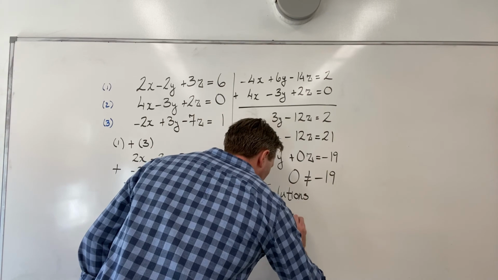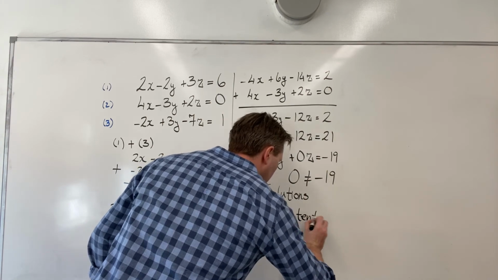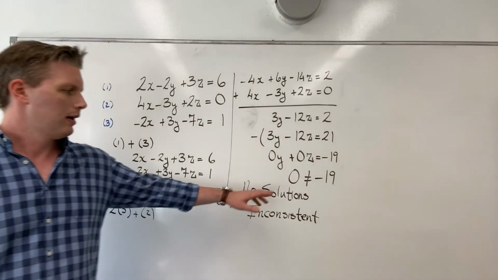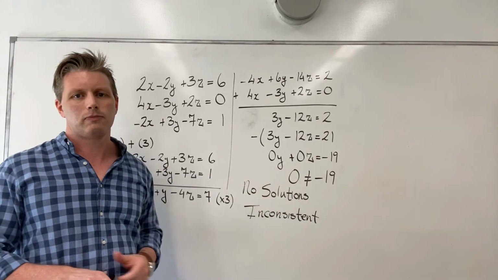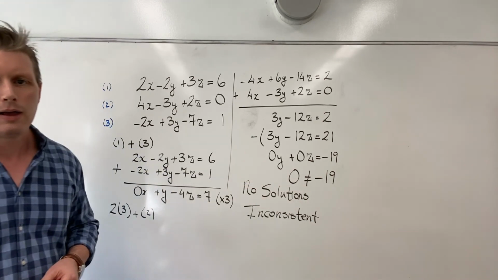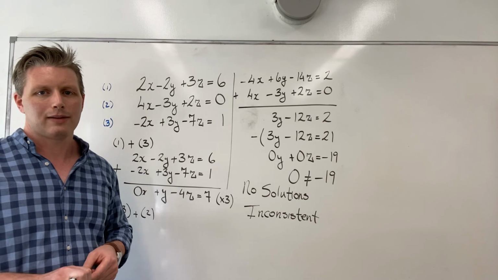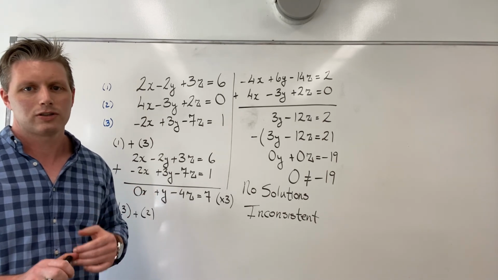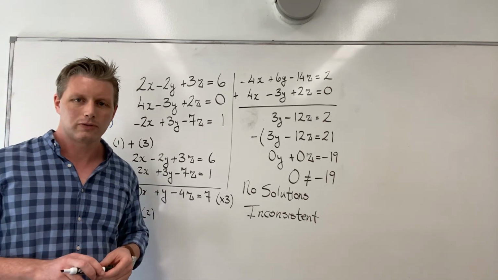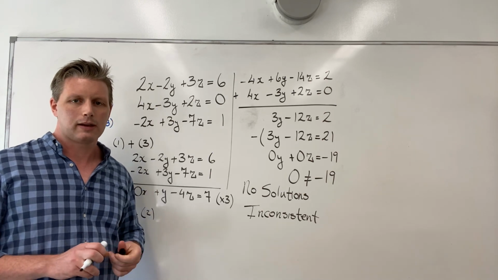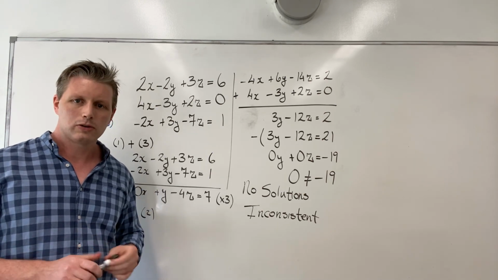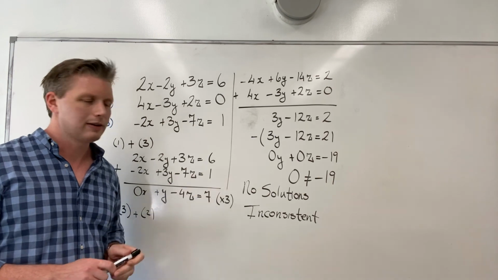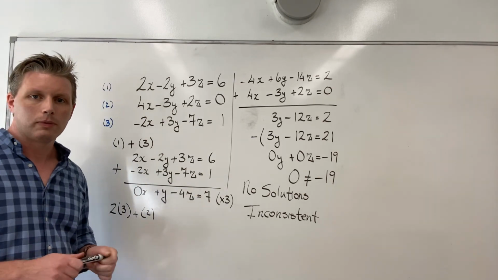So be on the lookout for that. You may, as a student, get to this point and feel that you've made a mistake. And in fact, you haven't. What you've actually been asked to do is to solve a system of equations that in fact has no solutions. It is possible that that can happen. So you need to be on the lookout for it. So there is an example, and I hope that's helpful.